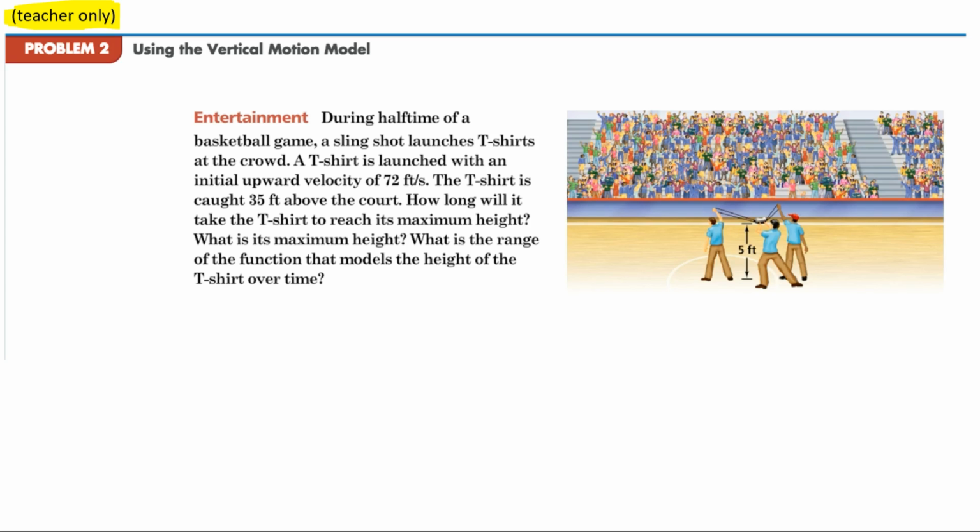So in this problem, how long will it take the t-shirt to reach its maximum height? That's your axis of symmetry. The next part says, what is the maximum height? That's your vertex. And then the range, we'll talk about the range. How far did that t-shirt travel? Where did it start? Where did it stop?